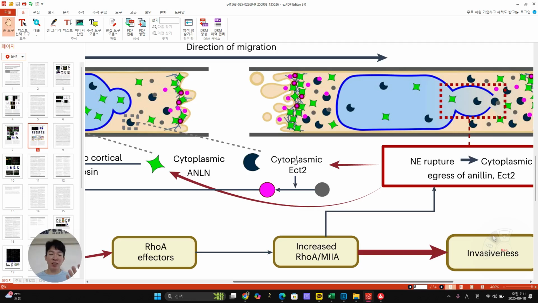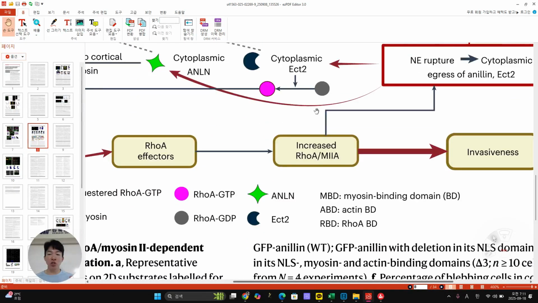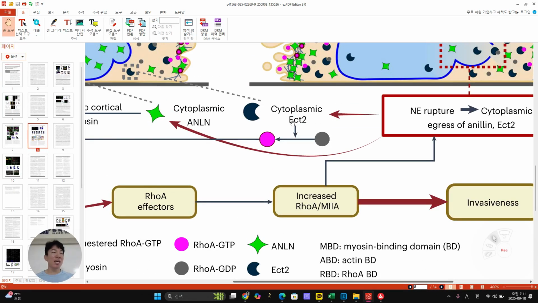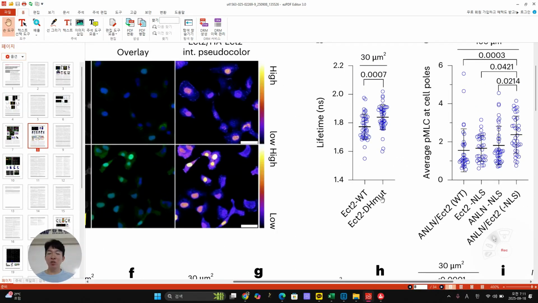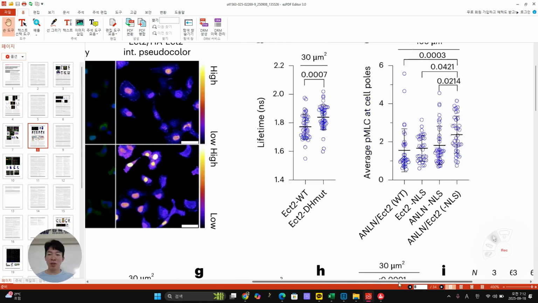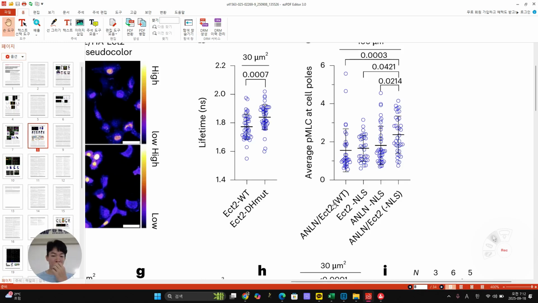acts on RhoA GDP, it needs the DH domain to bind and then phosphorylate the GDP to GTP. So the meaning of this Act2 DH mutant is that it cannot make that change in GDP. So there is no RhoA GTP. That's why lifetime is enhanced, which means RhoA activity decreases. Okay.